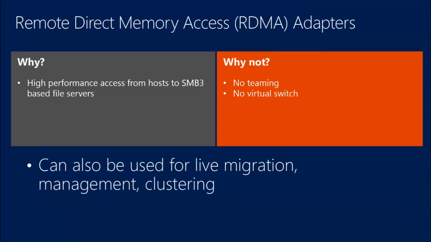RDMA is another technology that I want to call out. It's another optimization that's used for SMB3 traffic. It gives a really fast way for Hyper-V hosts, especially if they're storing their VHDs on SMB3 shares, to access those shares. The downside, of course, is that there is no teaming or virtual switch that you can use on top of these RDMA adapters, so you have to keep that in mind. If you have two RDMA adapters and you want to use RDMA, then all of your VM traffic on these hosts has to go through a different set of adapters, because those are the ones that will have the virtual switch.